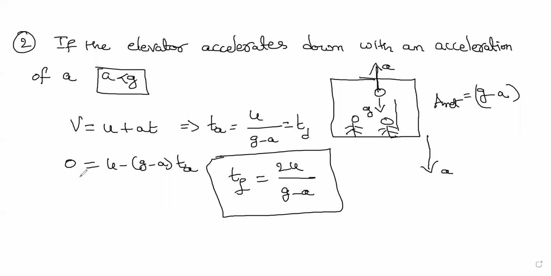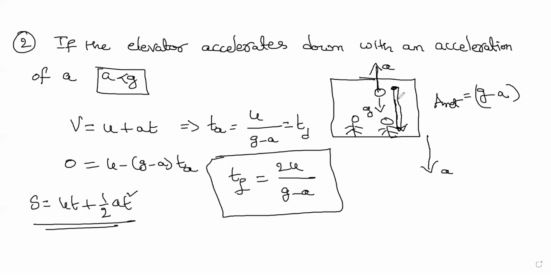There is another way, by using S is equal to UT plus half AT square. This also we can use to calculate time of flight, because this is a vector mode of calculation. Vector mode of calculation is this way. So you have acceleration G minus A, and then it moves from here and comes back to the same point. Okay, right?